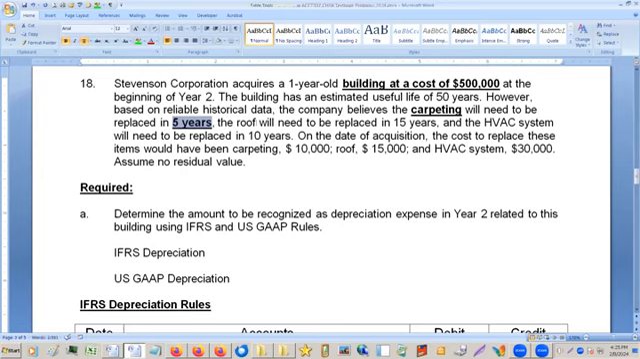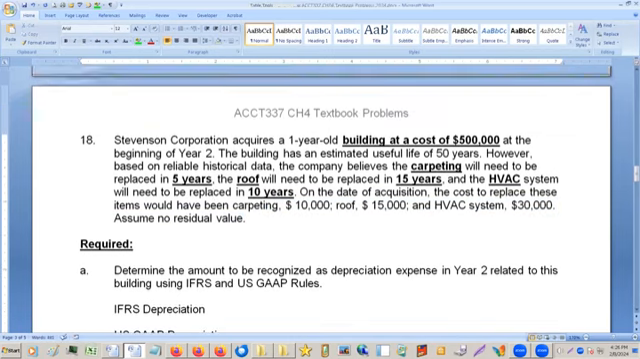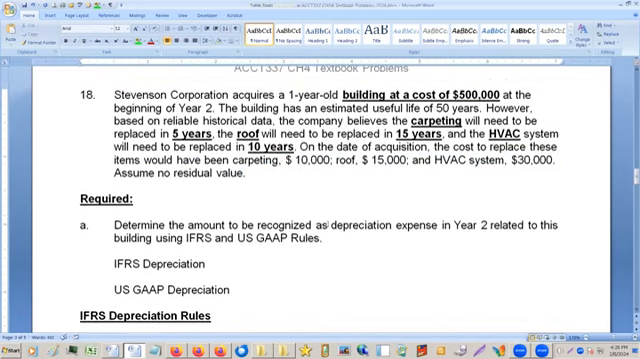The roof will last for 15 years. And the HVAC system, that's heating, ventilation, air conditioning. Anyway, those will all be replaced. So in international standards, we break those out separately. U.S. standards, we don't.